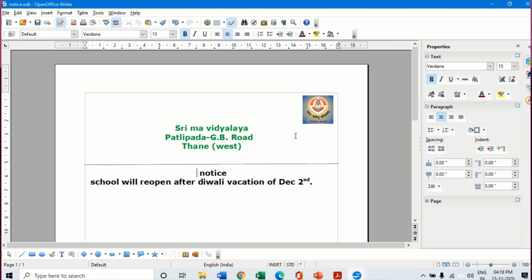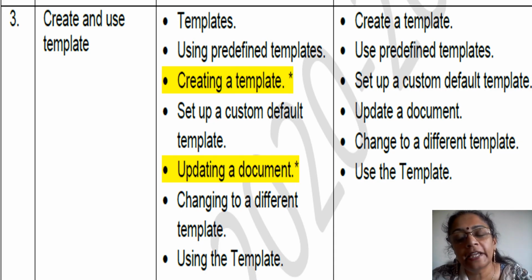So with this, we come to the end of this particular session, that is session number 3, create and use a template. We have understood in this session how to create templates, how to use predefined templates using wizards, how to set up our particular template as a default document, how to update a template, and also how to use different types of templates and use the template as a document. So this is basically the entire session about how templates can be used in a document.